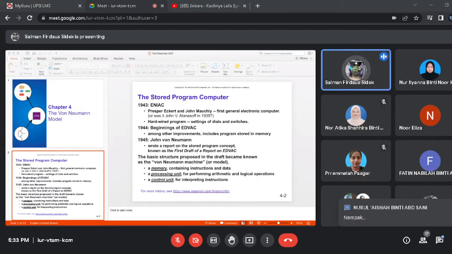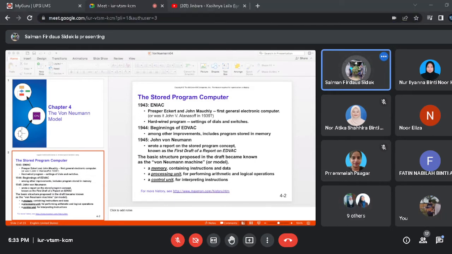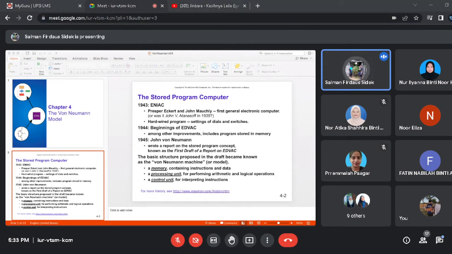Okay. So for those who haven't scored the first part, this is the time for you to score the second part. We will learn about the von Neumann model. Actually, von Neumann is a person's name. He is the inventor of the electronic computer.